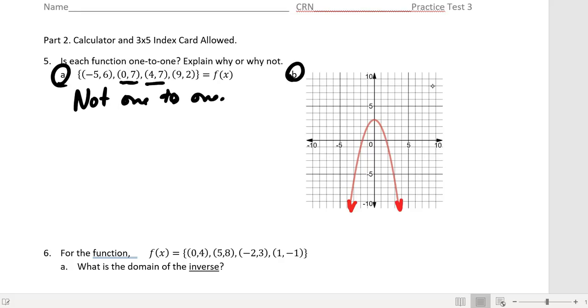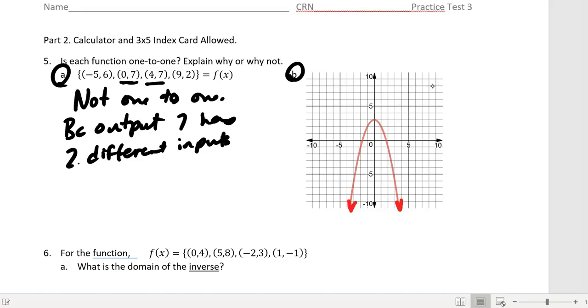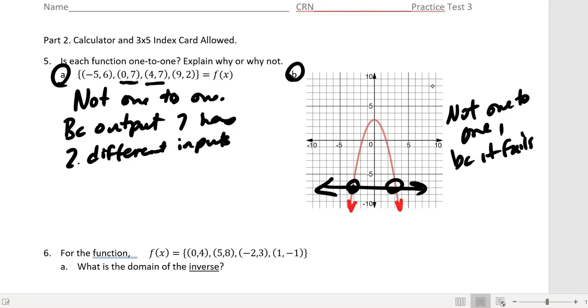And to explain why, I would say because the output 7 has 2 different inputs. Now, another easy way to do this would be to graph it and then to say that it doesn't pass the horizontal line test. It wouldn't. So that would be a nice segue into our next problem, B. So this one here, we know it does pass the vertical line test, but you can see clearly that a horizontal line would have 2 places where it intersects. So this one is not one-to-one. And why? Because it fails the horizontal line test. And you are welcome to write HLT, if that makes sense to you too.